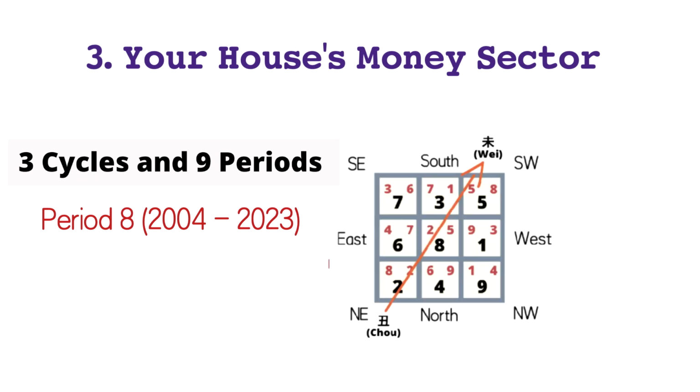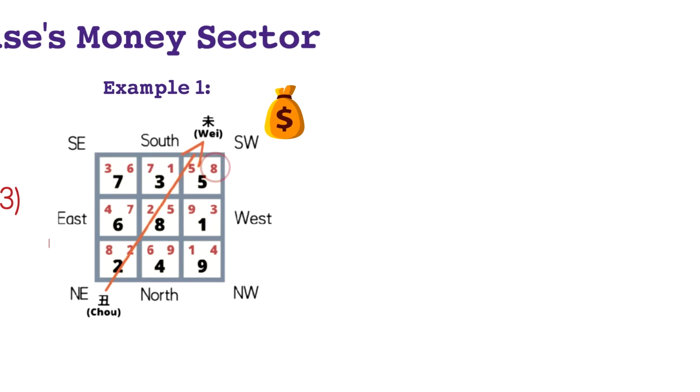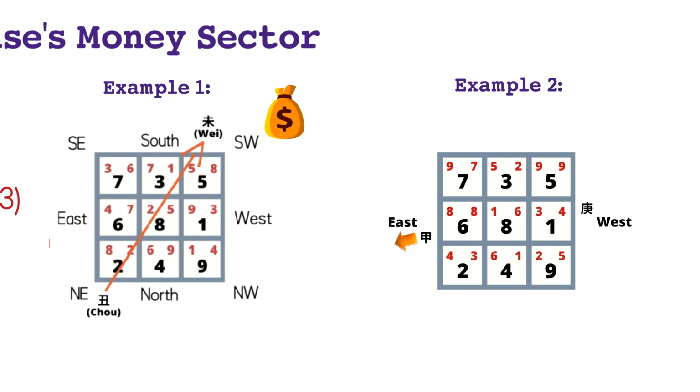For example, in this picture, if a house is sitting Chou facing Wei, the number 8 flying star flies to the southwest in period 8. Therefore, southwest is the house's money location because it's where the number 8 star is located. Different house sitting and facing directions are different depending on which year the house was built. Another example, if a house was sitting Geng facing Jia and was built in period 8, in this case, number 8 facing star is in the east. Therefore, the money location for this house is in the east.